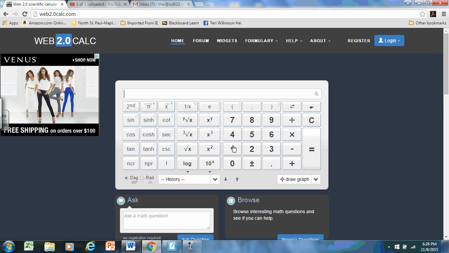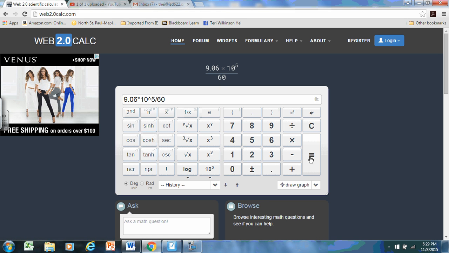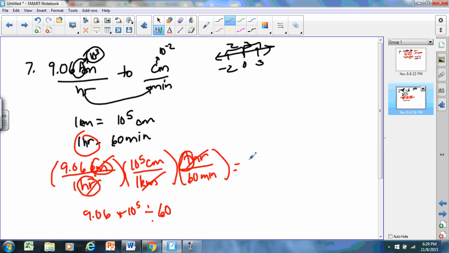So if we do 9.06, oops, I just did 9.05, 9.06 times 10 caret 5 divided by 60, and push enter, the calculator will say 15,100, which is the answer on the sheet. What's the only unit upstairs that hasn't canceled? Centimeters. What's the only unit downstairs that hasn't canceled? Minute.